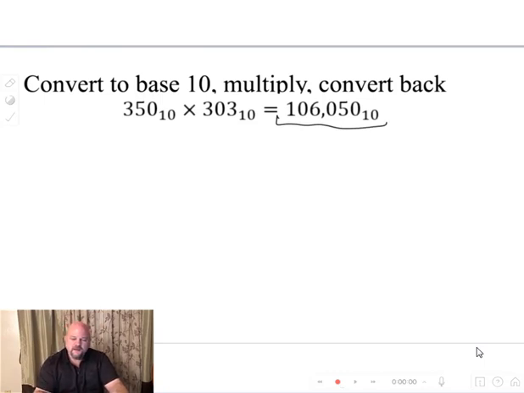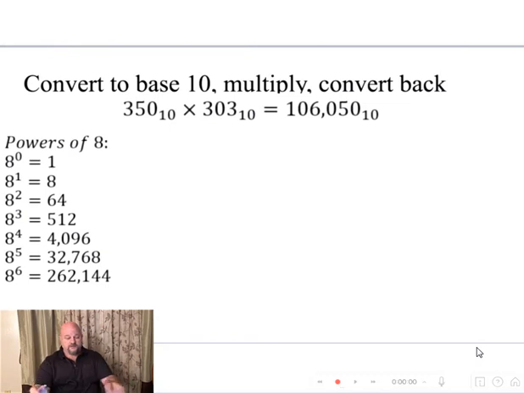Now, there are a couple of different ways to do this, but the most standard approach is to figure out what is the biggest power of 8 that will go into 106,050. What's the biggest power of 8? Well, for that, you need to know what your powers of 8 are. So I'm going to go ahead and help you out and give you the first several powers of 8. You can see here that we have 8 to the 0 power. We always have it to the 0 power. That's the ones place. And then we have 8 to the first is 8, 8 to the second is 64. Most people know those.